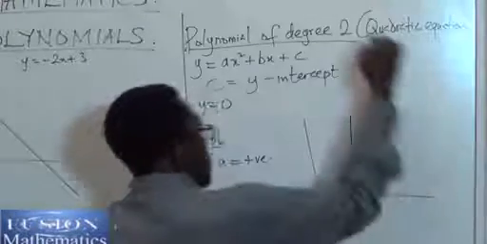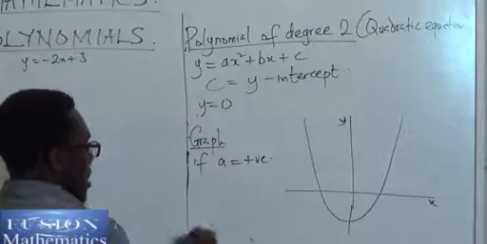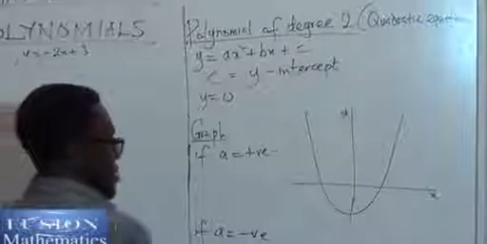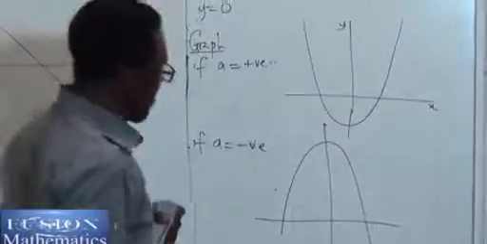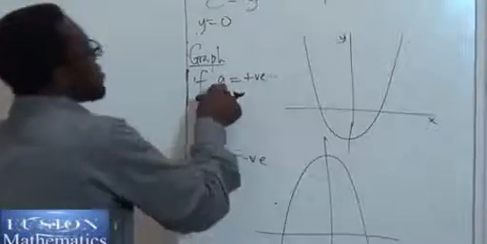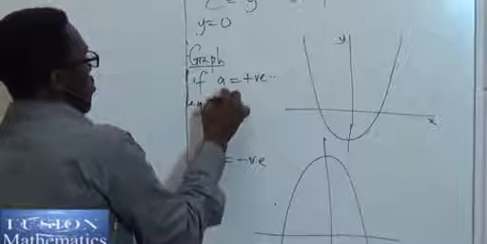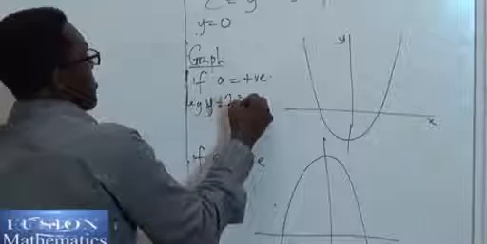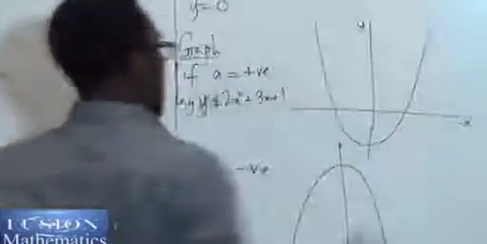It will go like this. Here x, here y. But if a is negative, the graph will go this way, having a kind of N shape for negative. Let me go over it again. If a, the coefficient of x squared, let me give an example. Maybe we have y equals 2x squared plus 3x plus 1. Such a graph will have this kind of shape.